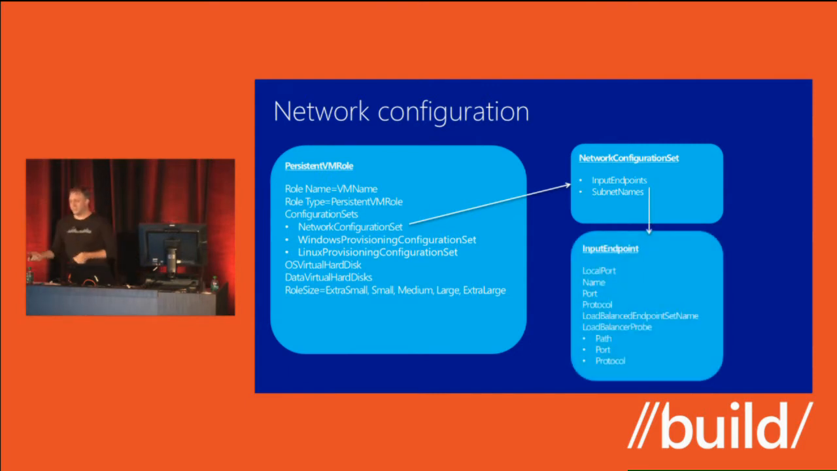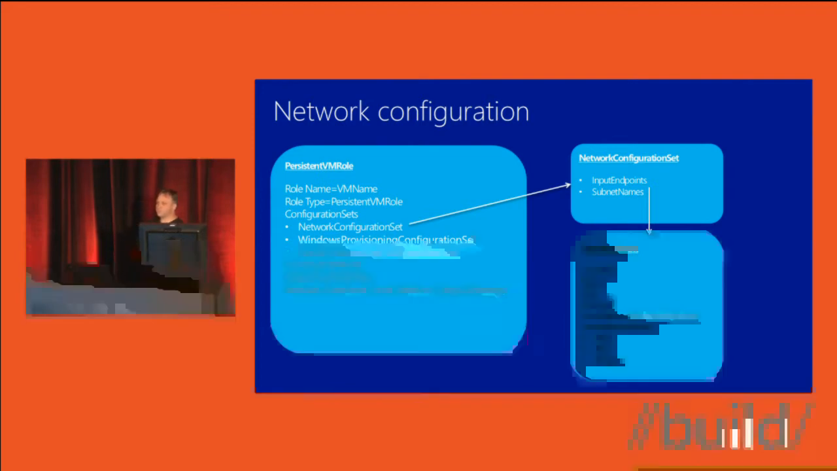Input endpoint is actually the more interesting of these 2 properties. This is basically all the properties that configure your load balancer settings or your open ports to your virtual machine. It has a lot of different properties, local port, public port, that basically allow port mapping to your virtual machine. This is what allows you to host multiple virtual machines all listening on 3389 with one public IP address, because it allows you to map multiple public ports to one single private port.